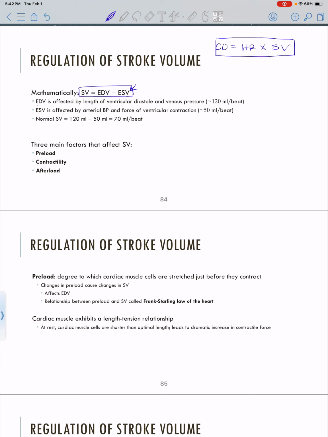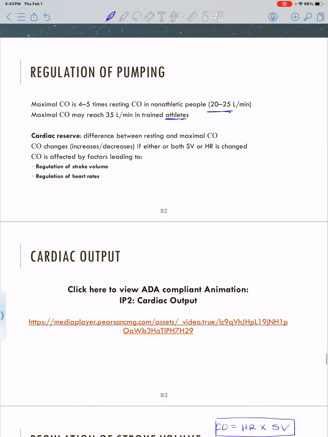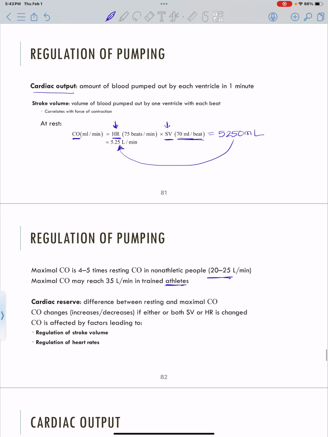So how can we affect our end diastolic volume? Well, it's affected by the length of our ventricle diastole, so how long our ventricles are relaxing and filling, as well as our venous pressure. And end systolic volume is going to be affected by our arterial blood pressure and how much force we use when we contract our ventricles. Normally, our stroke volume is about 70 milliliters per beat, and that's what we used up here to find our blood volume.